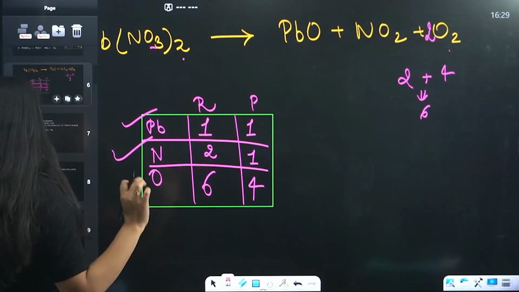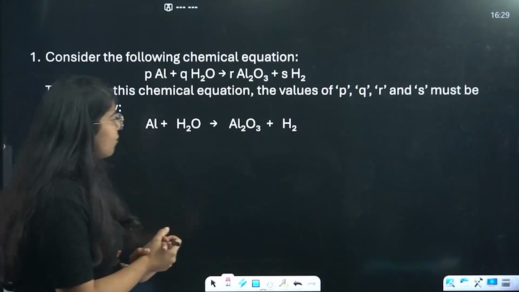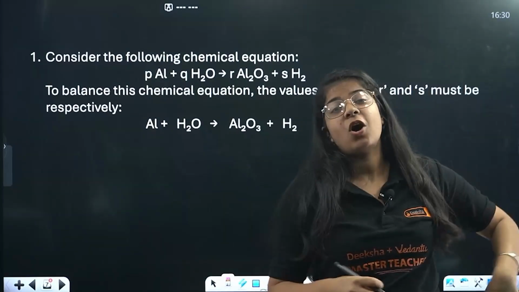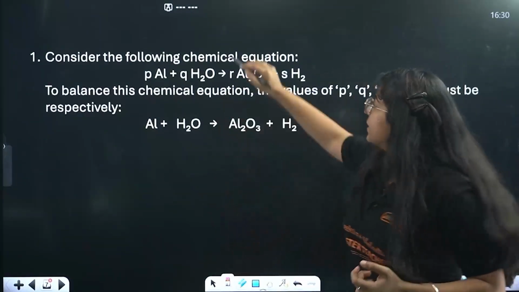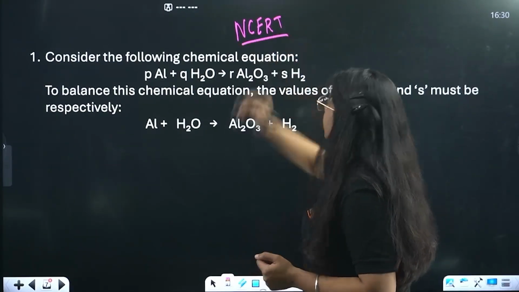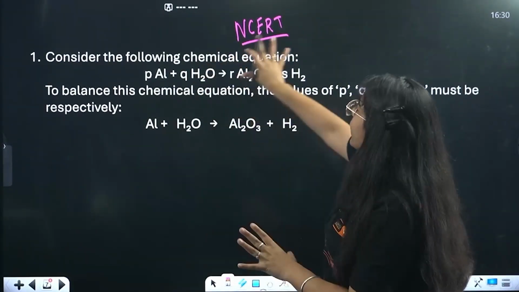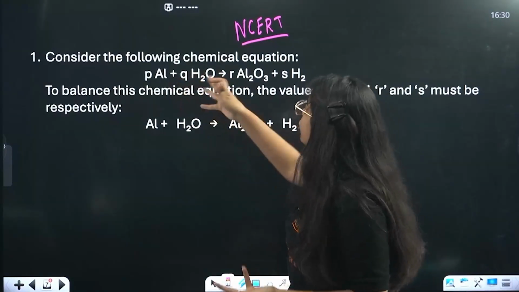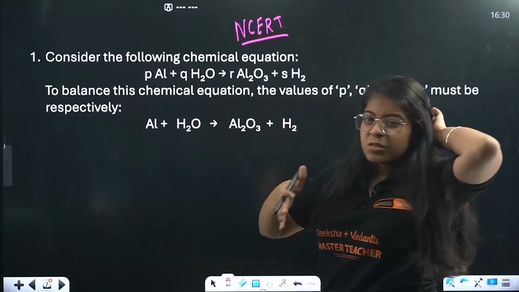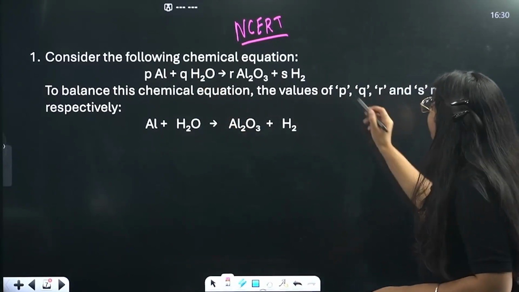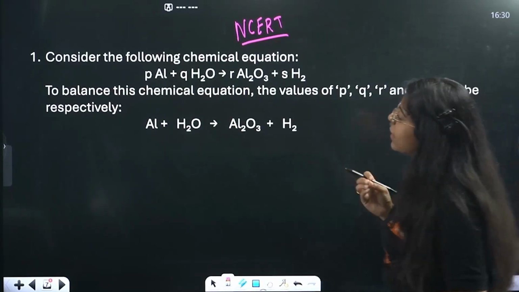Now let's move on to some questions. We'll do some questions that can be asked in your papers, and this is an NCERT question as well. Now consider the following chemical equation. There is a chemical equation given: P aluminium plus Q H2O gives R Al2O3 plus S H2. Ma'am, what is this PQRS? To balance this chemical equation, the values of P, Q, R and S must be respectively what?